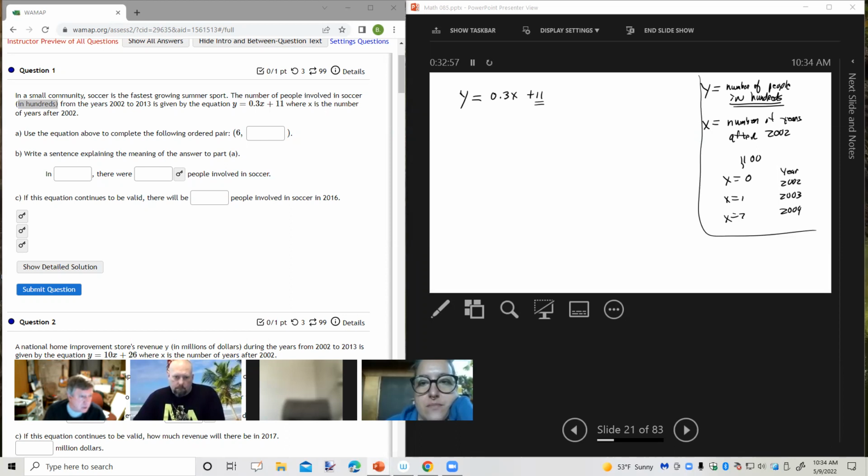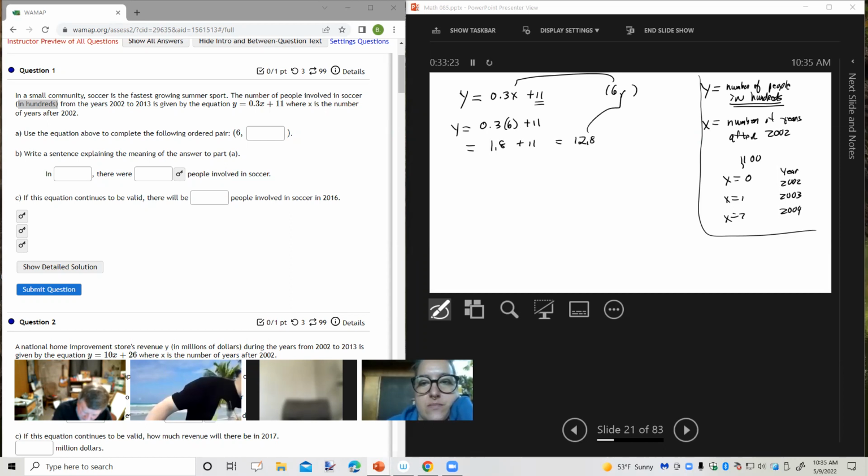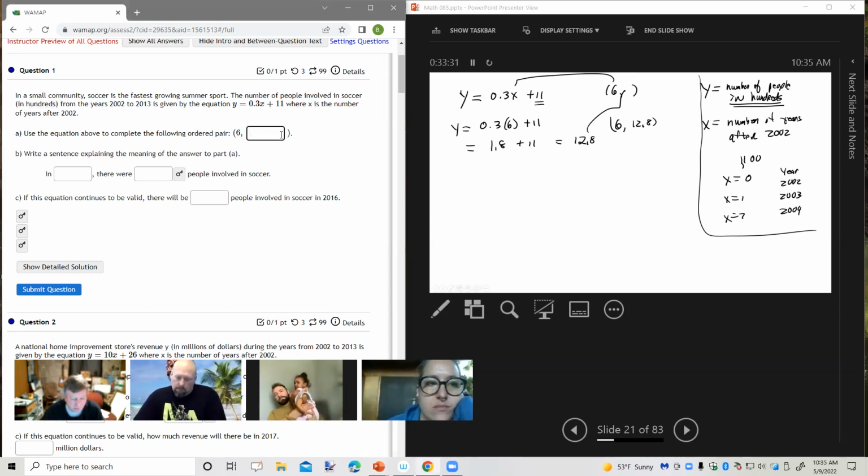It says, part A, use the equation above to complete the following ordered pair, 6 comma something. So the 6 is going to go in the place of the x. We're going to get y equals 0.3 times 6 plus 11. 0.3 times 6 is 1.8, and that plus 11 would be what? 12.8. So that's going to go up here. So our ordered pair is 6 comma 12.8. Okay, so right here we're going to put in 12.8. Any questions about that?